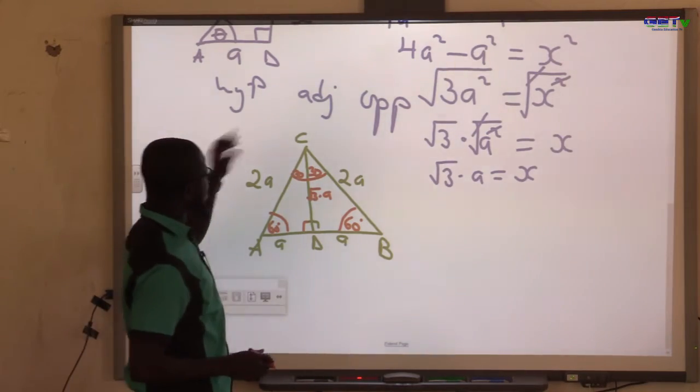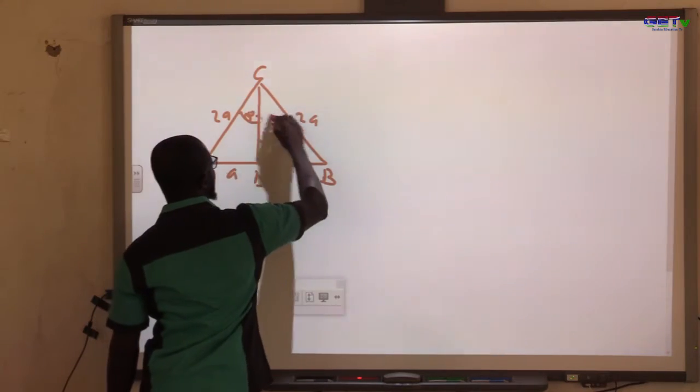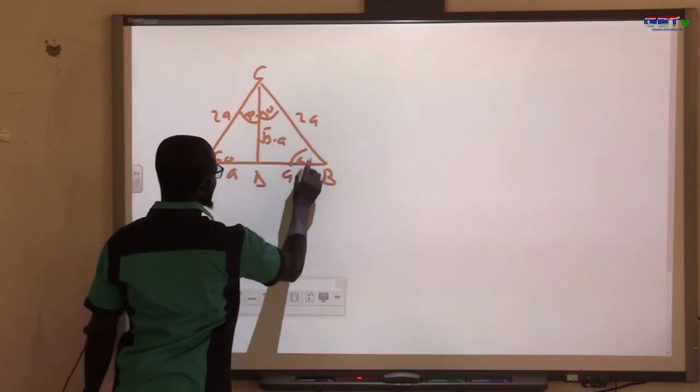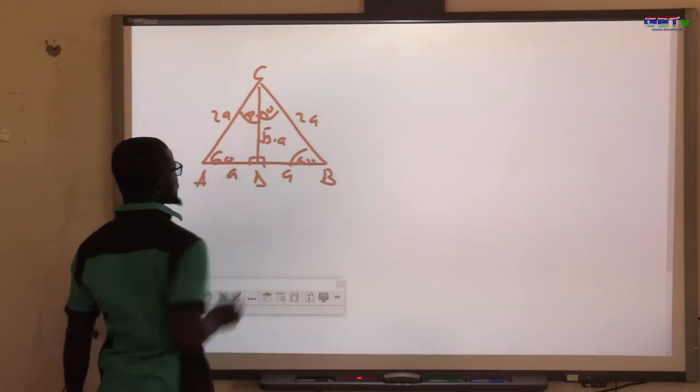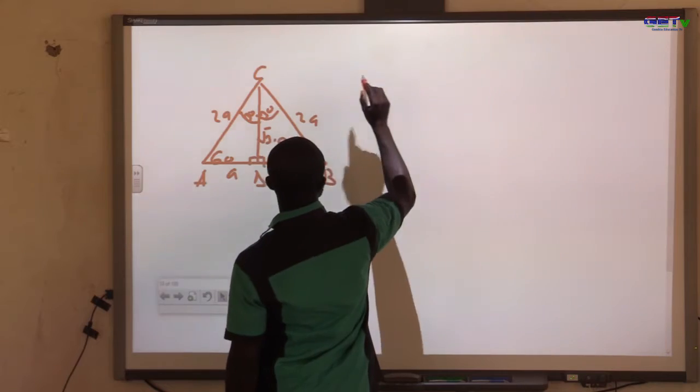Now to move straight to the point, this angle we said is 30. This one also must be 30. This is 60, this is 60, and this is a right angle. This place also must be a right angle. So we start with the first trig ratio, which is sine.